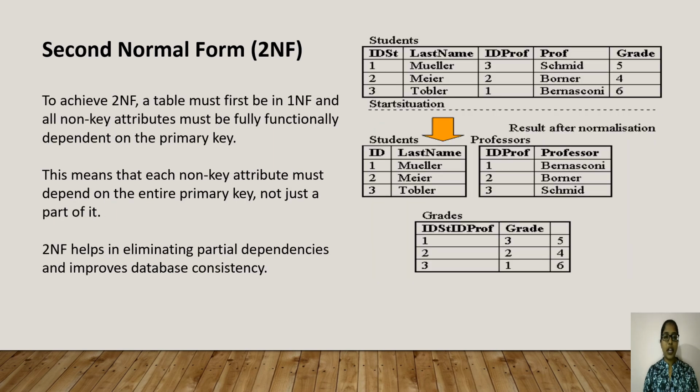Second normal form, 2NF. To achieve 2NF, a table must be in 1NF and all non-key attributes must be fully functionally dependent on the primary key. This means that each non-key attribute must depend on the entire primary key, not just a part of it. 2NF helps in eliminating partial dependencies and improves database consistency.